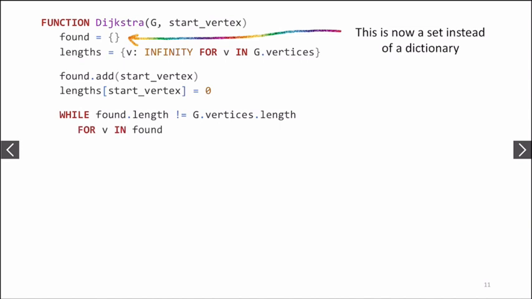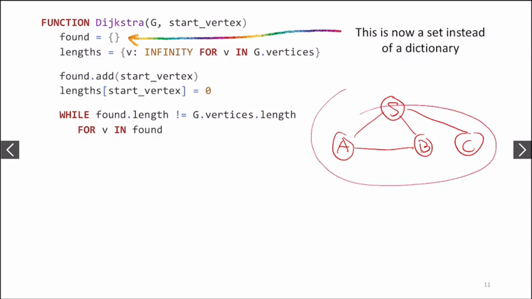Okay, so this is why we put found in a set instead of a dictionary. We're going to loop through each vertex that's already been found. So what you should think about for Dijkstra's is it's kind of like breadth first search. We have our start vertex, and then we find all of the vertices that are sort of cheap to get to from there. So maybe we have something that looks like this, and maybe these are all the vertices we found so far, and now we want to look at all the vertices that are connected to those. So we want to loop over A, B, and C and see what they're connected to and see what's the cheapest next path.